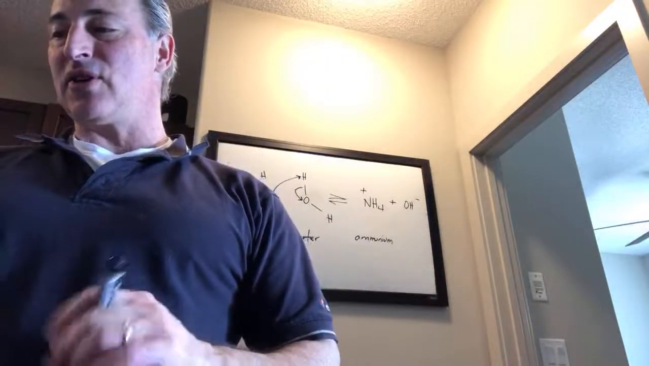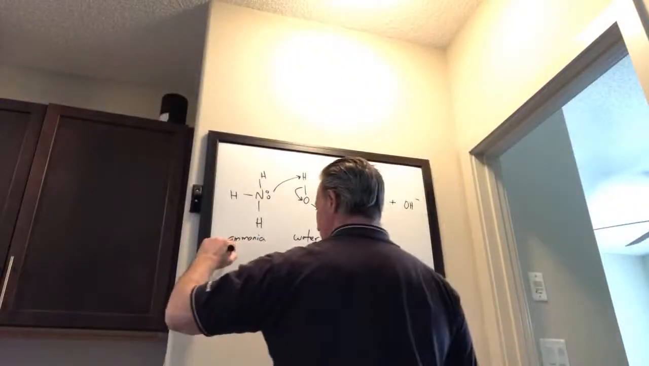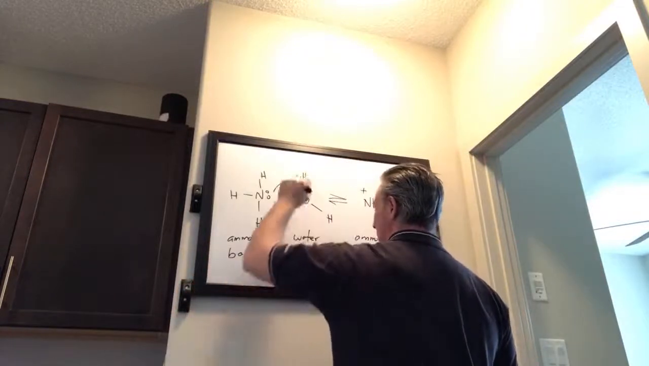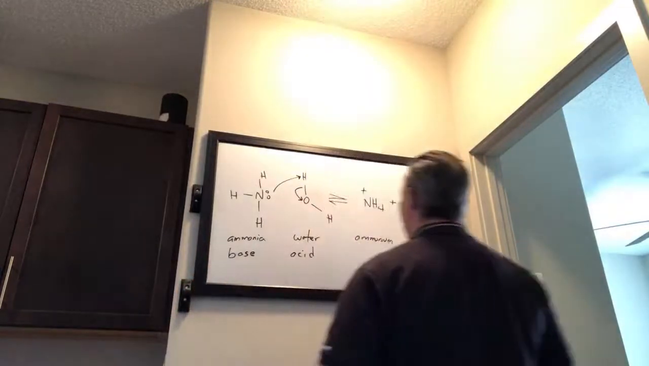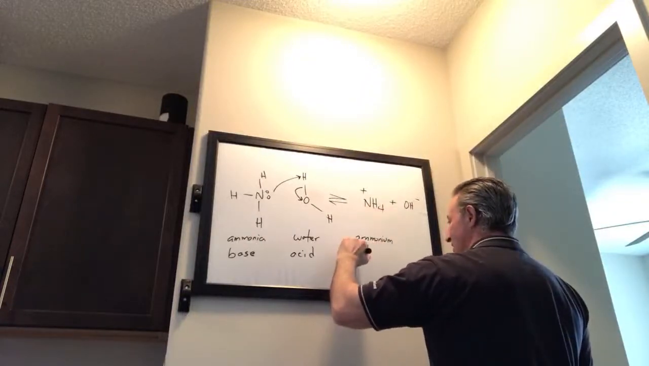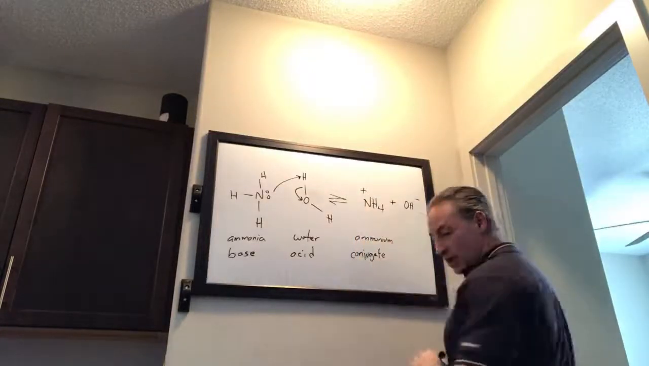So an acid and a base always work together to transfer a proton. That's why you would call this the base and this the acid. The water is acting like an acid here because it's giving up a proton. And then the result is a conjugate acid, because ammonium is a conjugate acid.